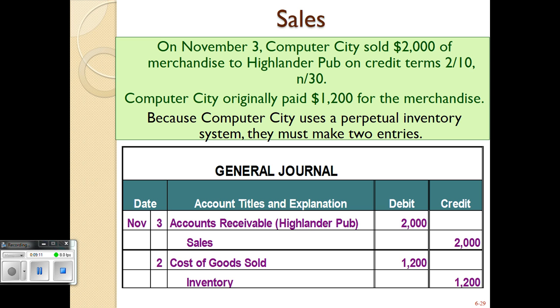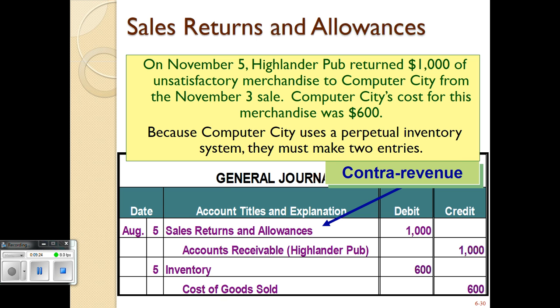Once again, notice a couple of items here. Accounts receivable, Highlander Pub, means that I'm going to have to post that twice. And notice that I have an inventory account and a cost of goods sold, so that means I'm using a perpetual inventory system. Okay, now notice in this particular case, they returned some goods. So my sales returns and allowances are $1,000. That sales returns and allowances is not an expense account, okay, even though it's a debit, it is a contra revenue account. And that's why it's going to show up on the income statement as sales minus sales returns and allowances. It's a contra revenue account.